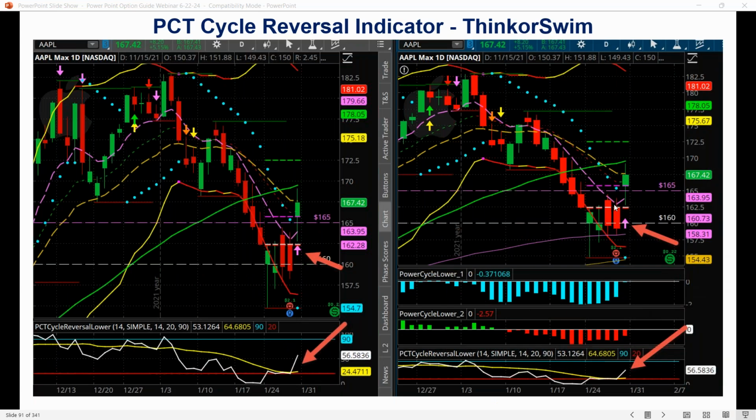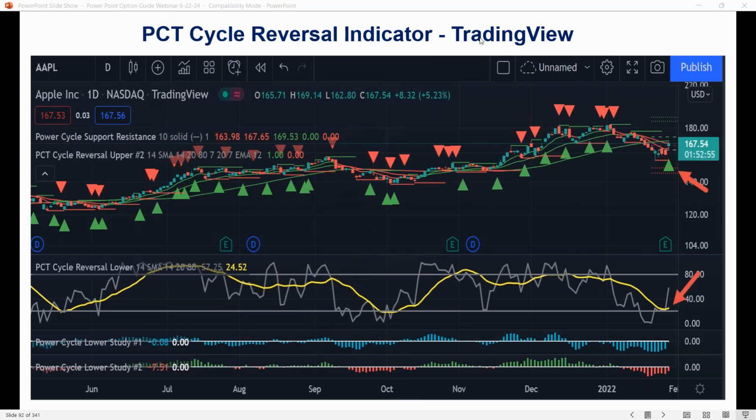Here's just what it looks like on Thinkorswim. You can see we had a cycle reversal here, a cycle reversal on the daily, so then, up she goes. That's just a screenshot of that. And here we even have it for TradingView. We have it for TradeStation as well. You can see right there.